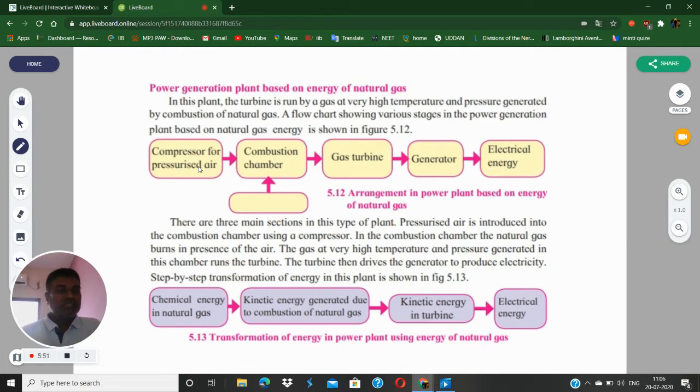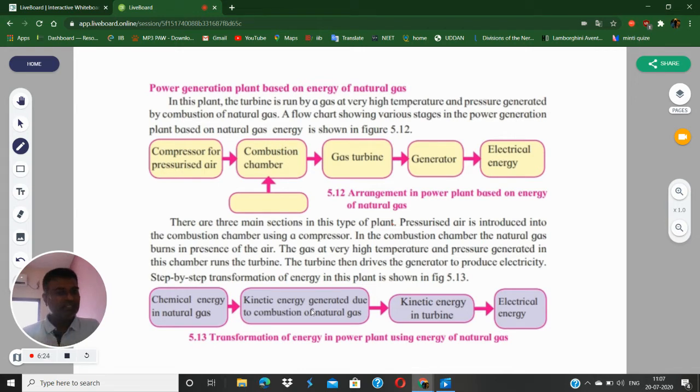And to produce electricity, it is shown step by step in the flow chart. That is the chemical energy in natural gas. When we burn the natural gas, that is chemical energy, and it creates high temperature and high pressure. Due to it, we get kinetic energy. It converts, that is, the form of energy changes.